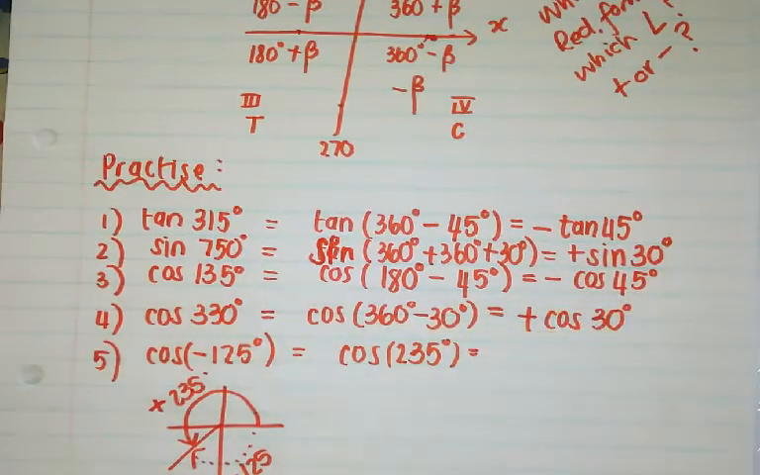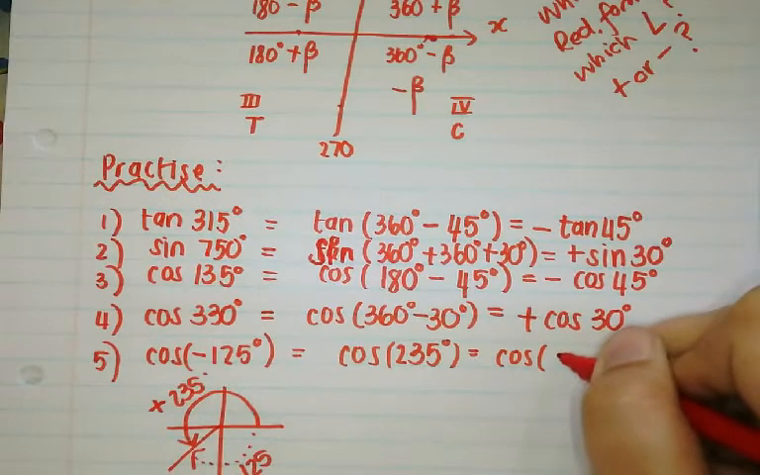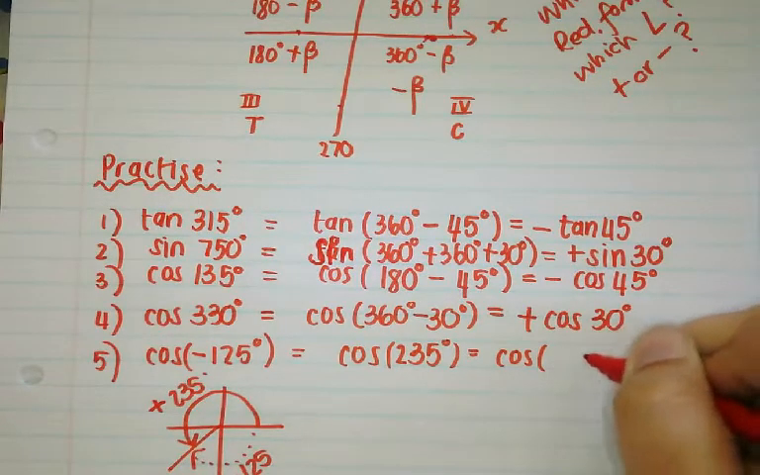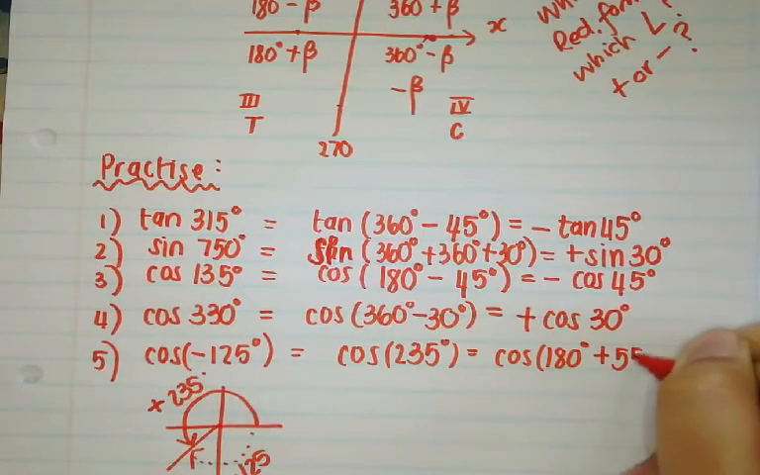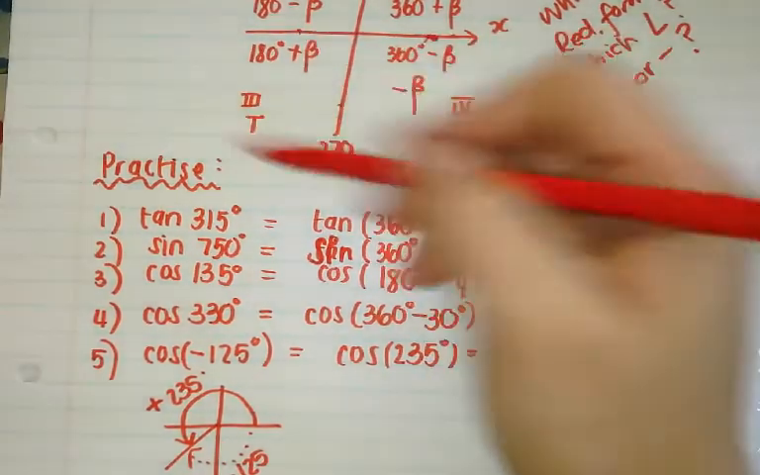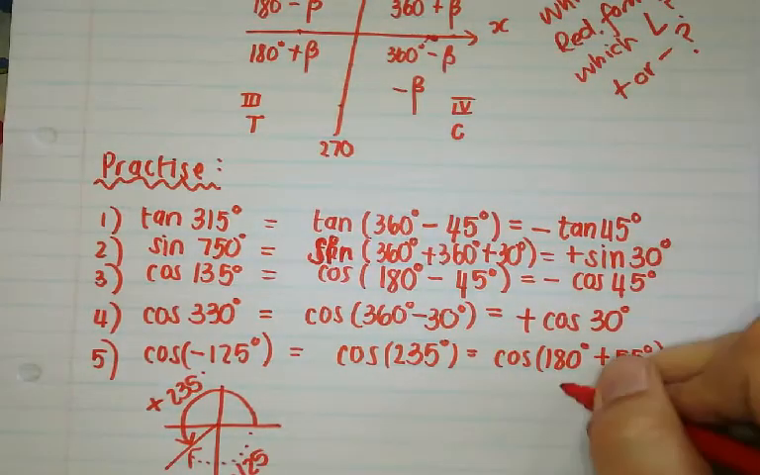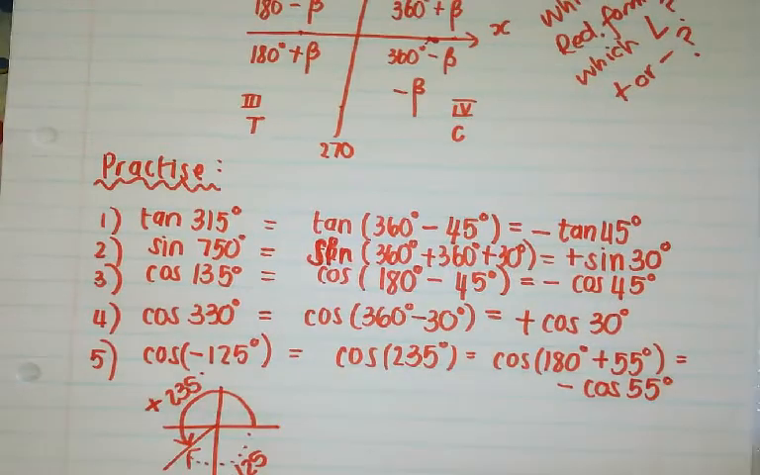And now I can do my reduction formula quite easy. Where do I find it? In which quadrant? Quadrant 3. My reduction would be cos plus what angle? 55 degrees. Is cos positive or negative in this quadrant? It's negative, so I would have negative 55 degrees.